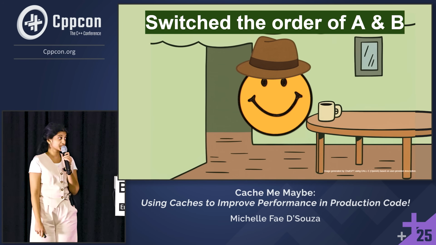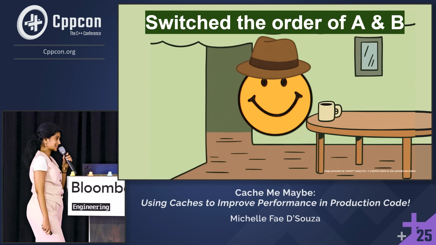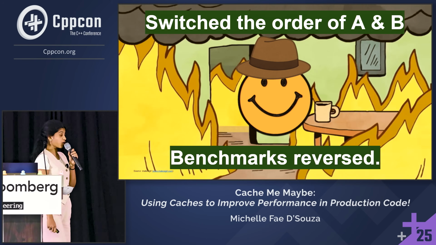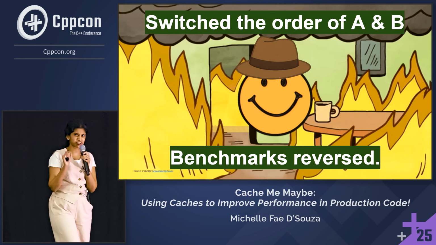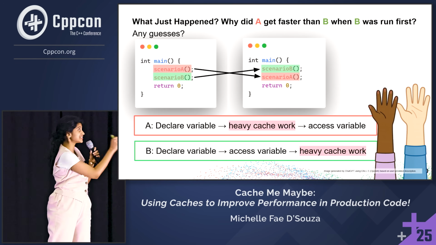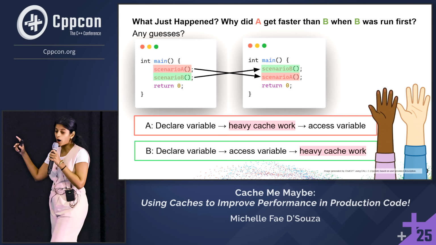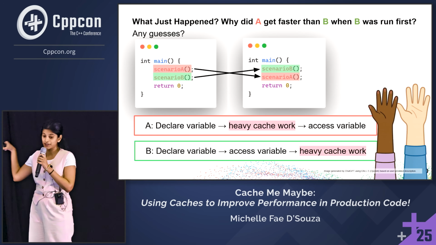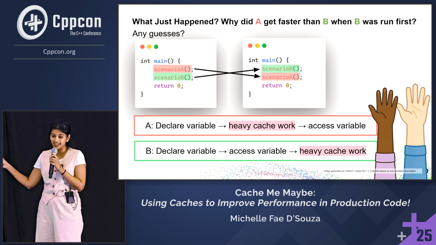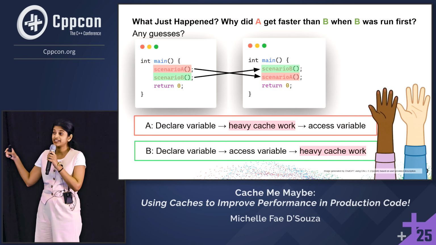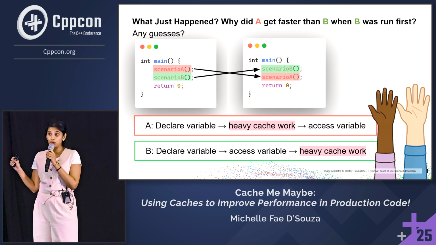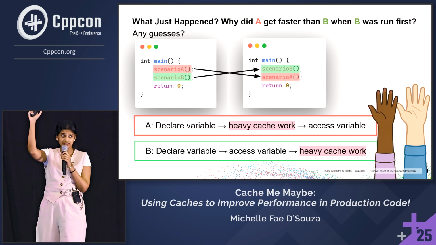Then I switched the order of scenario A and B. And all of a sudden, my benchmarks reversed. Literally, this is what I did in main. I swapped the order of scenario A and scenario B, and then all of a sudden, scenario B started running slower than scenario A. What was happening? Does anyone know?